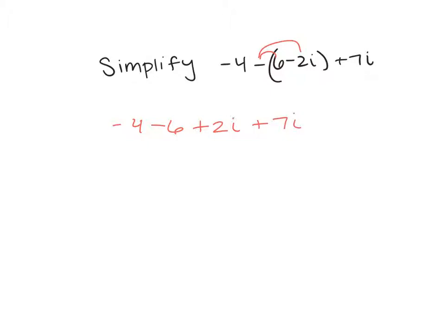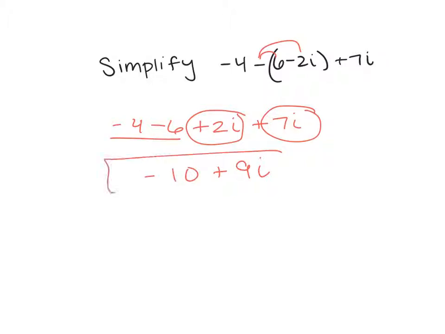And so what I want to do now is find my like terms. 2i and 7i combine to give me 9i. And negative 4 minus 6 is negative 10. So just combining like terms, making sure I'm being really careful with distributing the subtraction symbol. I'm subtracting the 6, but I'm subtracting the negative 2i.